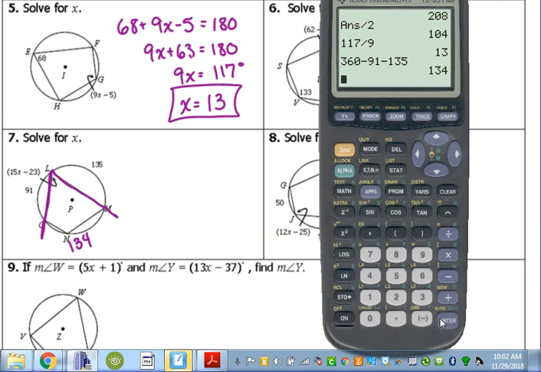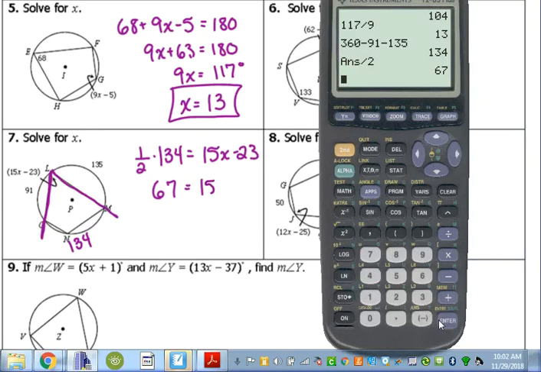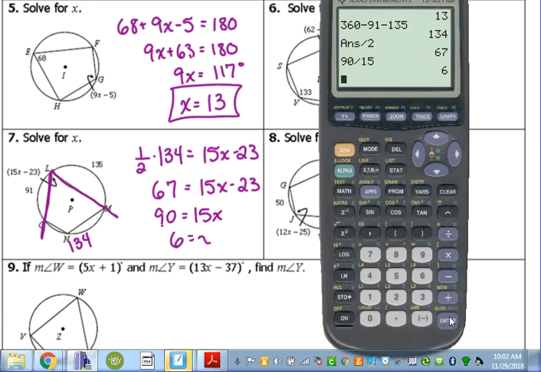That inscribed angle is half of that arc. Half of that arc is the angle. So this one, yes, it's a quadrilateral, but we really didn't use that property that we've been working with. We could have done this one when we learned about inscribed angles. So 67 is equal to 15x minus 23. Add the 23. So that's 90 is equal to 15x. And what is that? 6. 6 is equal to x. It said solve for x, so we're finished.